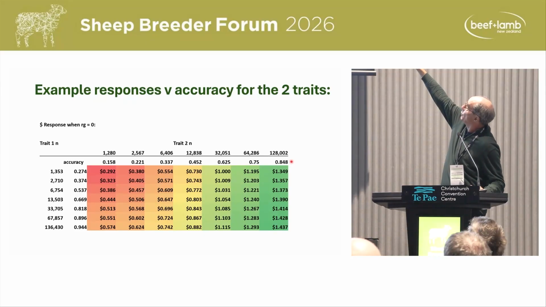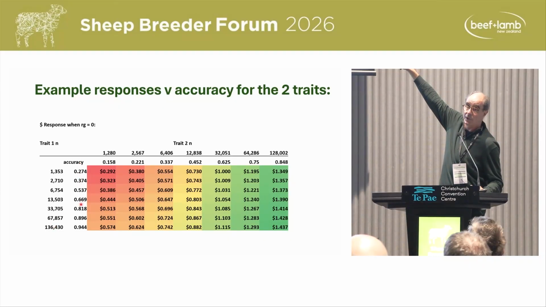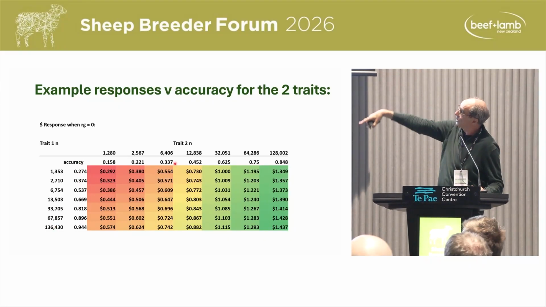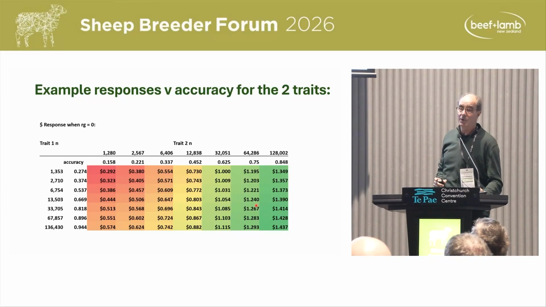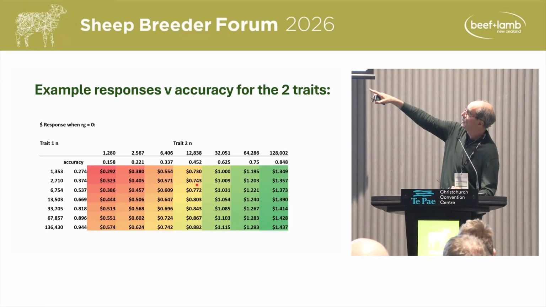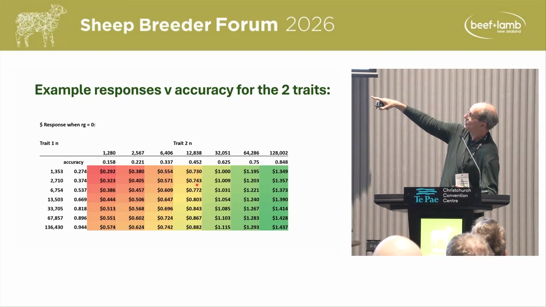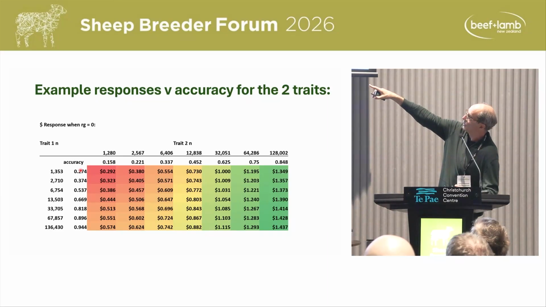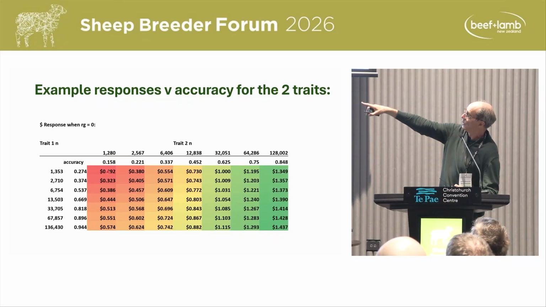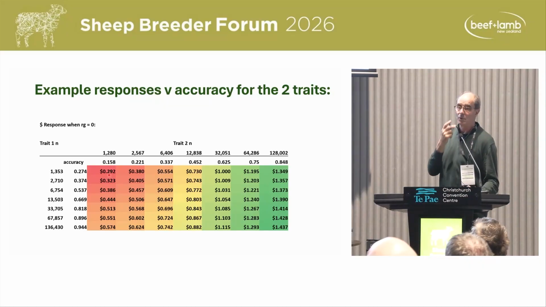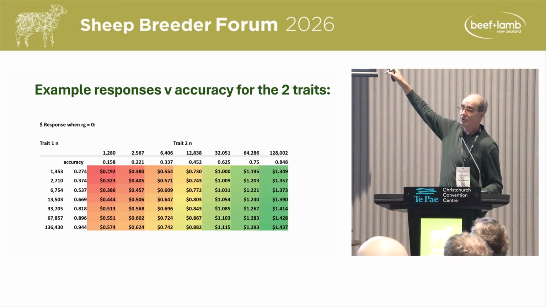So to get 0.848 accuracy for trait 2, we'd need to have 128,000 records in our reference population. Similarly, going down, that's trait 1, we're increasing the accuracy, and you can see we've gone from 27% to 94%, or 0.27 to 0.94, and the corresponding numbers are in the very first column, goes from 1,353 records needed down to 136,000.